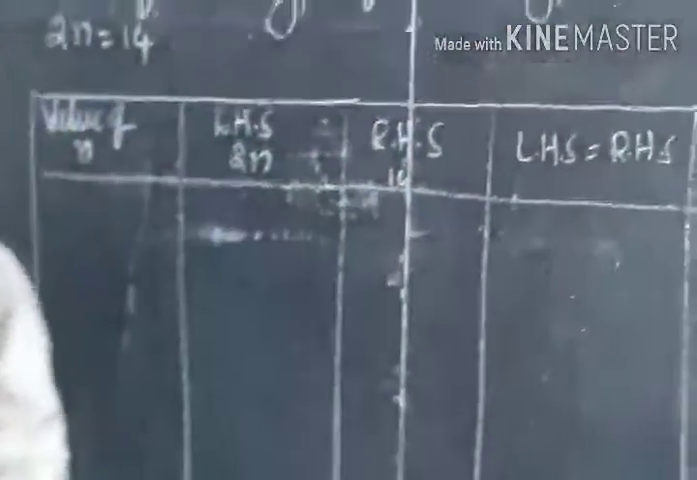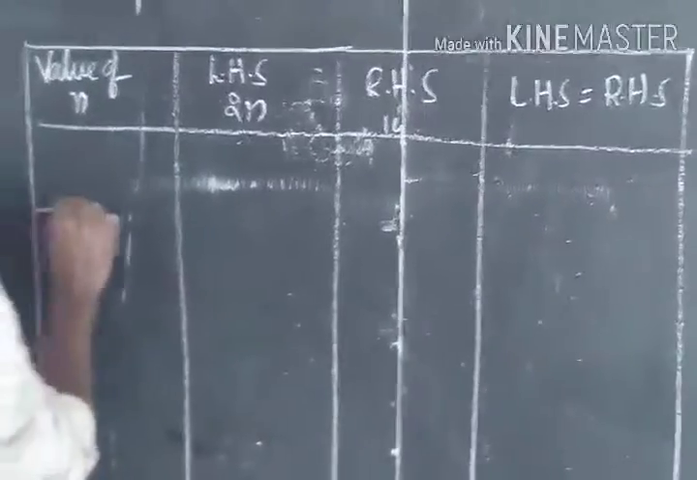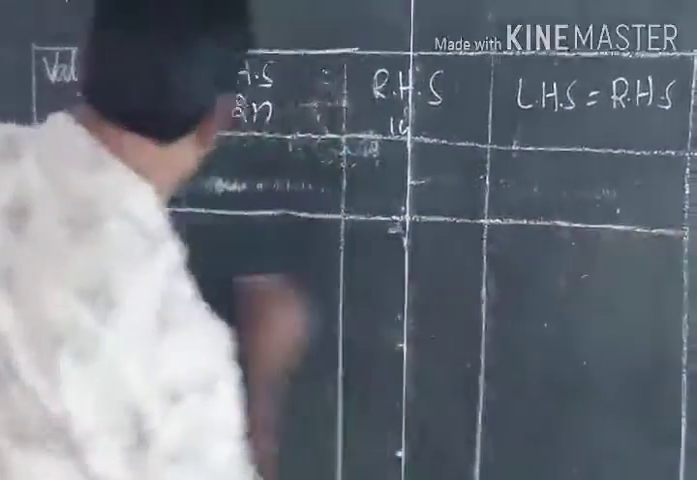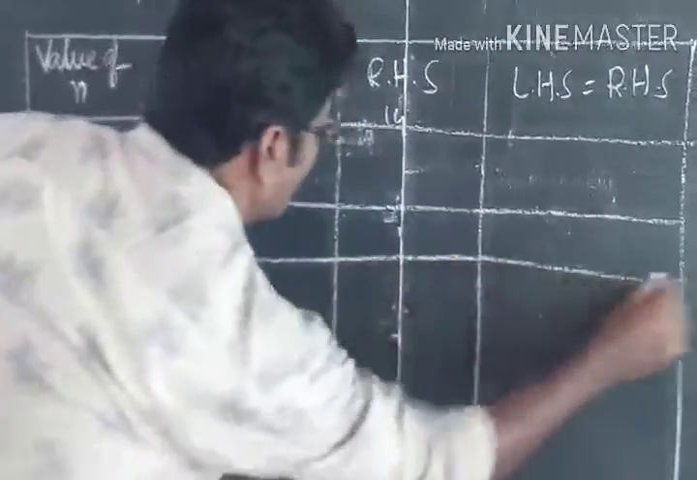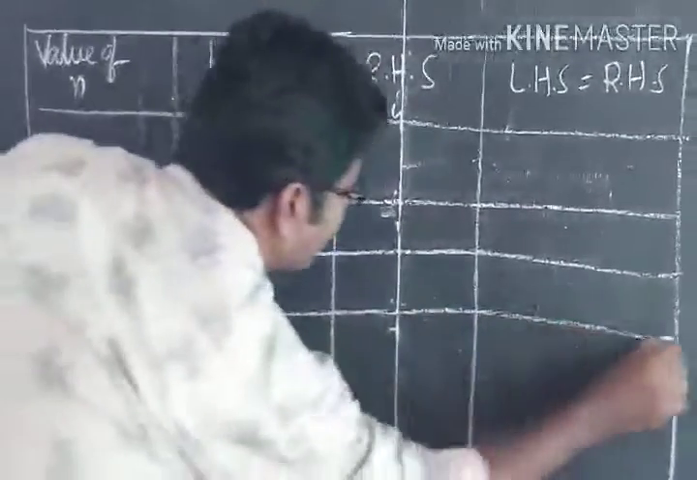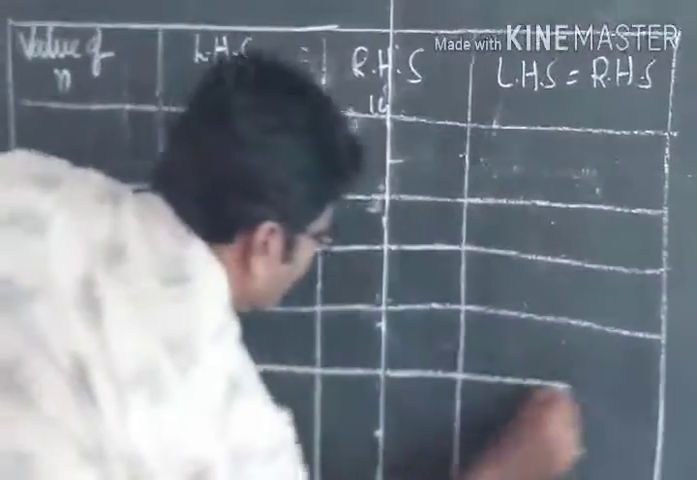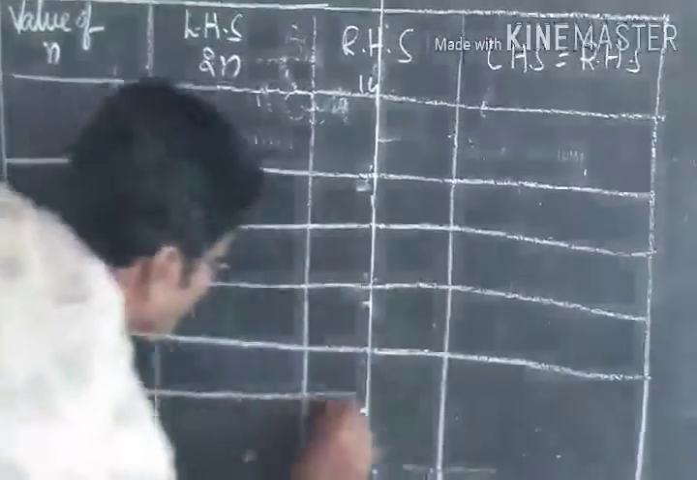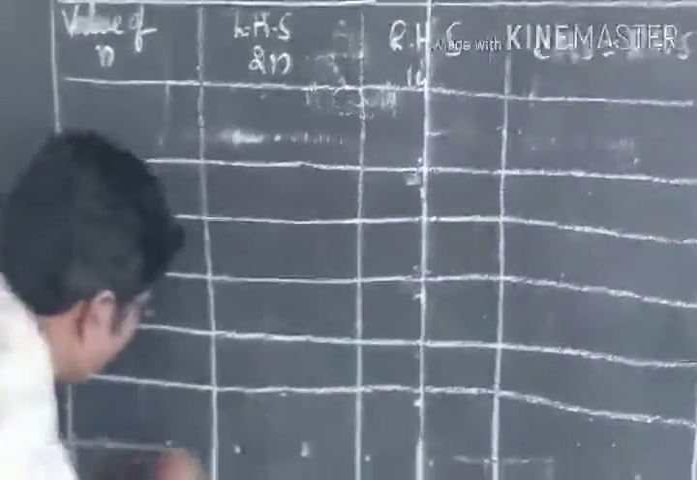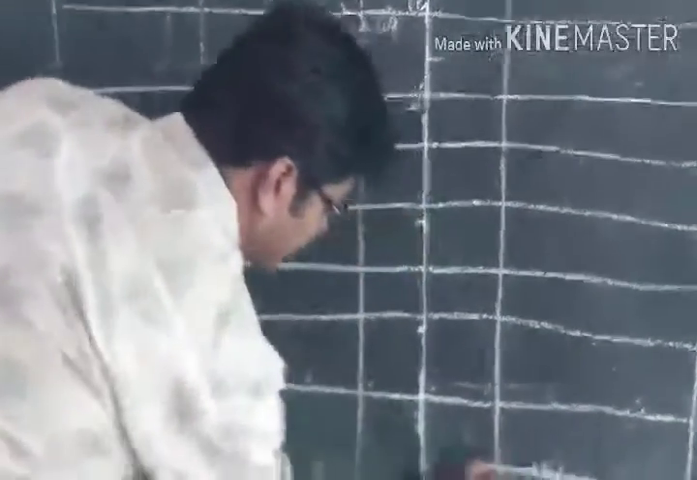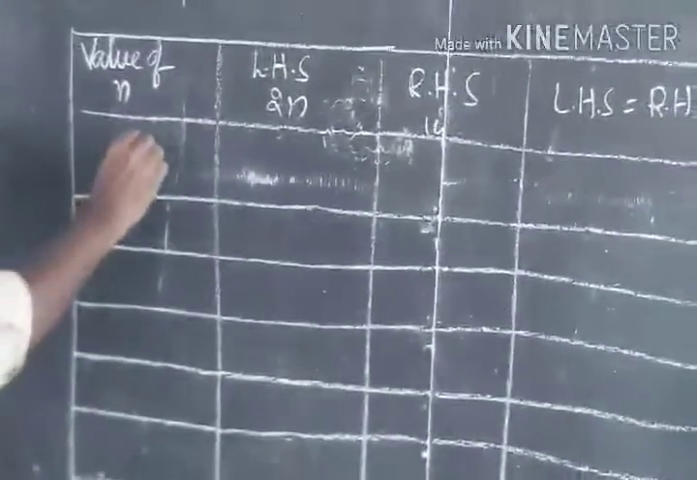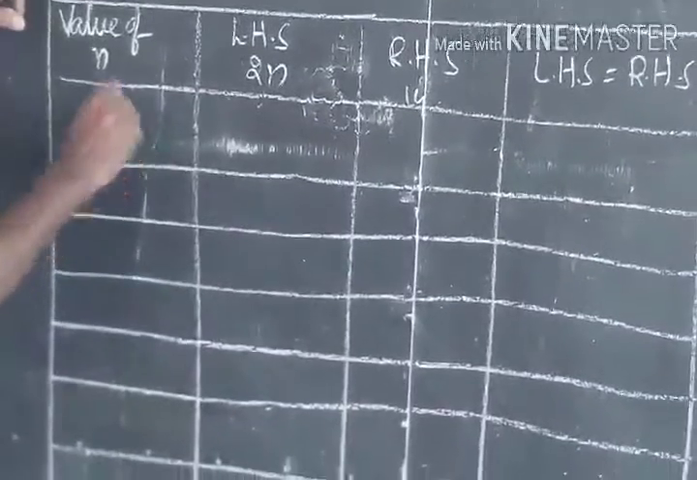Okay children, first n is equal to 1, like that also. 1, 3, 4, 5, 6. See, look here, n is equal to 1 we want to take. The value of n is equal to 1.